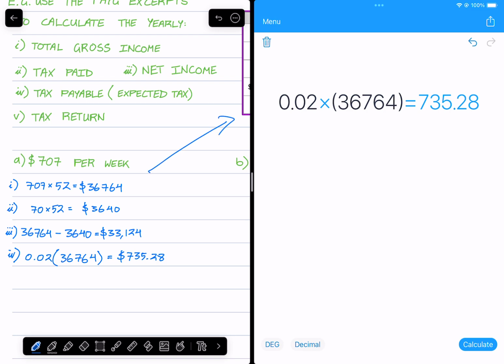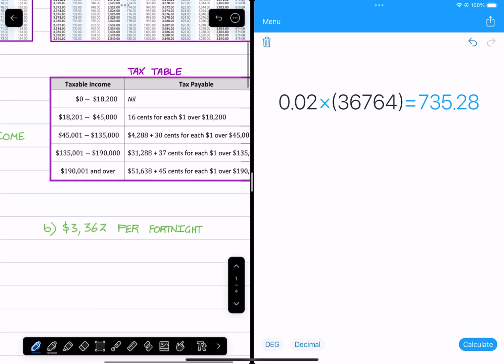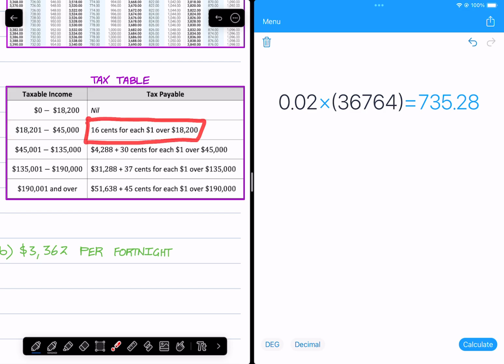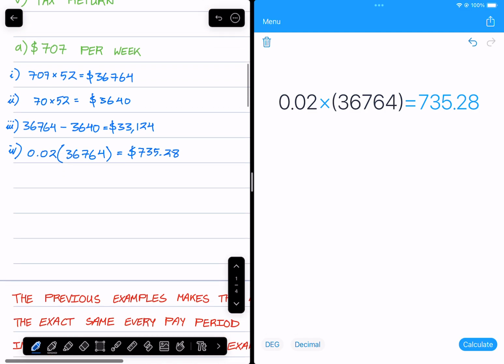And for this, we need our tax table. So this person has earned $36,764. Let's now apply our income tax onto this. For this, remember, we need to first find which row we are in. With 36,000, we are in this row. So for this, we need to do 16 cents or 16% for every dollar above this amount. Okay, so 16 cents, so 0.16 for every amount above 18,200.